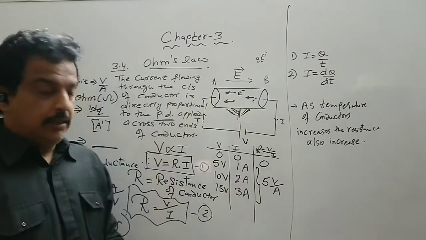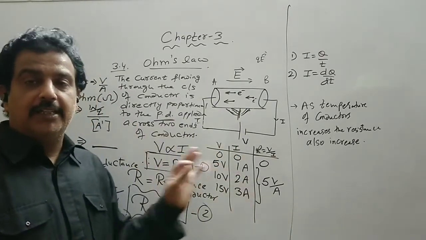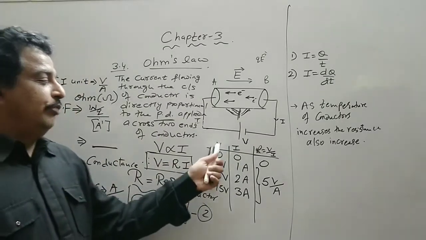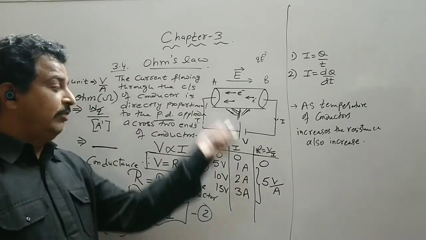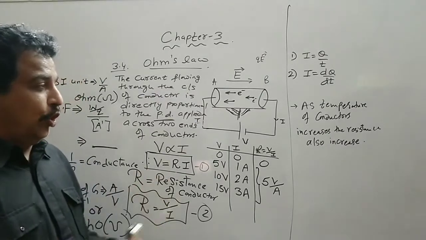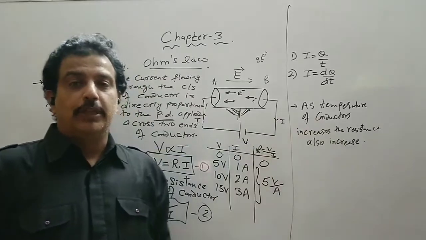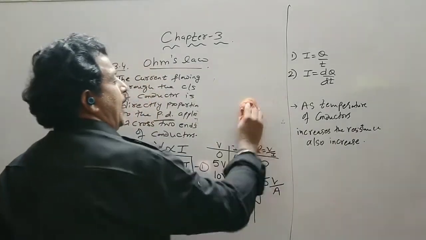In fact, the resistance, instead of directly depending upon the temperature, generally depends on the dimension of the conductor. So it does not depend on V and I. You have to remember this. Any conducting material's resistance does not depend on V and I, because as we keep on increasing V, I will also keep on increasing.